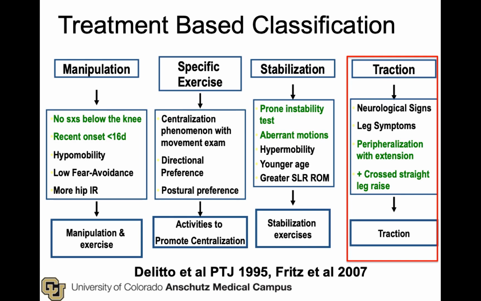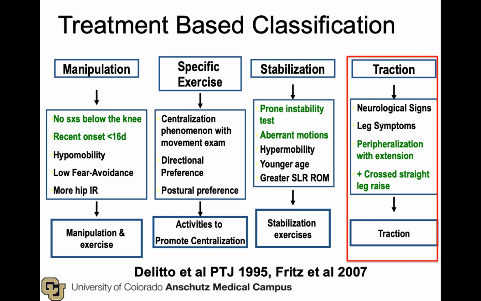Finally, the traction subgroup. Julie Fritz commonly refers to these individuals as having 1 foot in the operating room. These are probably surgical candidates. These are patients with back pain, with radiating leg pain, with some neurologic symptoms such as myotomal weakness or sensory changes or reflex that's diminished or absent.